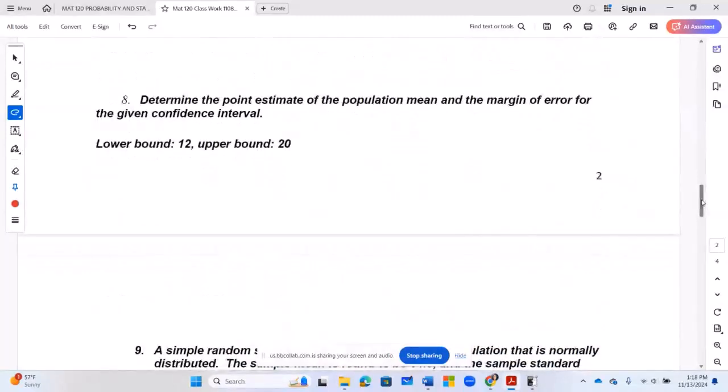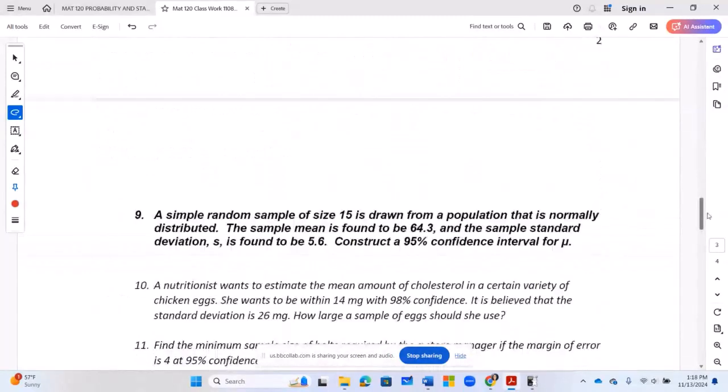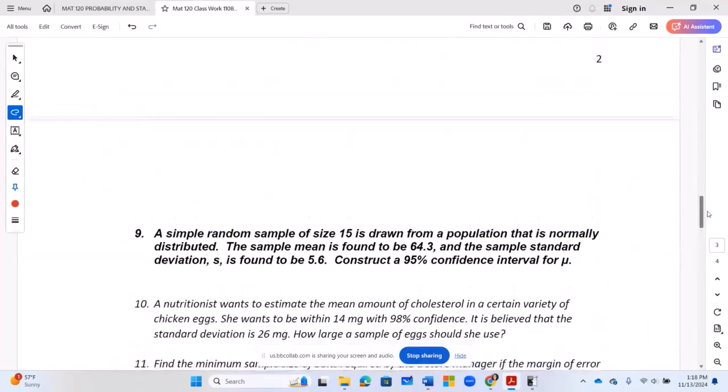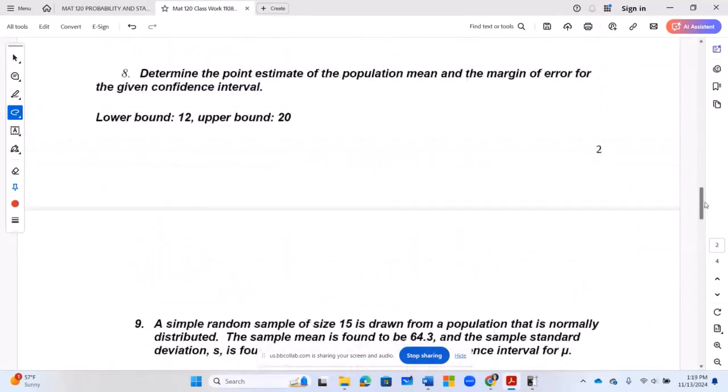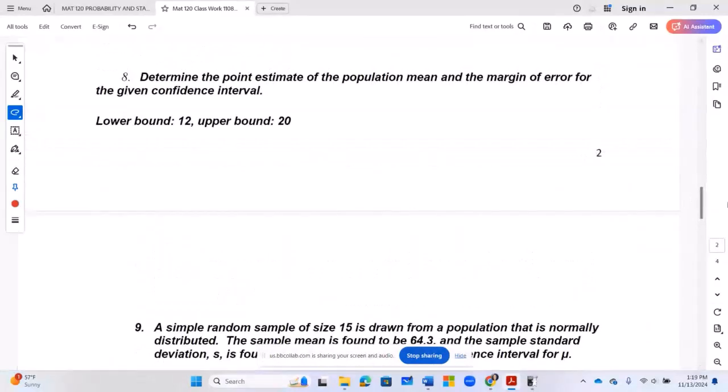Let's do one more here. Let's answer question number 8. In this question number 8, we are given the lower bound and upper bound of a confidence interval, and the question only says find the point estimate. That's an easy question. Find the point estimate of the population mean and the margin of error also.